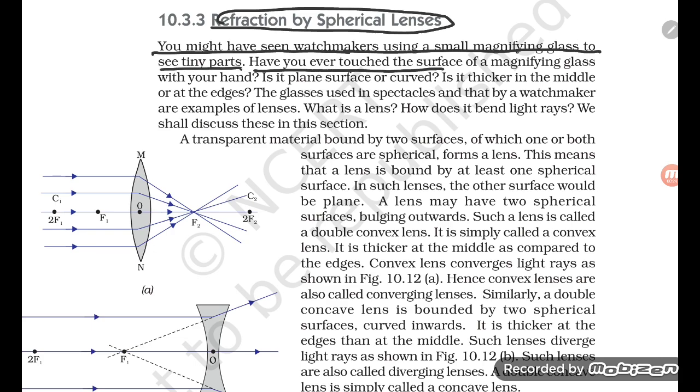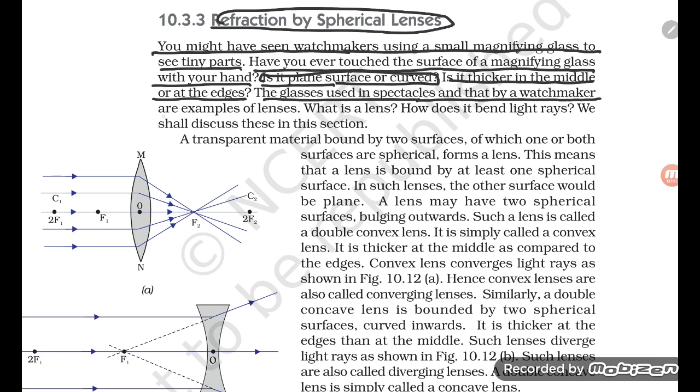Have you ever touched the surface of a magnifying glass with your hand? Is it a plane surface or curved? This is going to be curved. Is it thicker in the middle or at the edge? The glasses used in spectacles and by watchmakers are examples of lenses. What is a lens? How does it bend light rays? We shall discuss these in the sections.